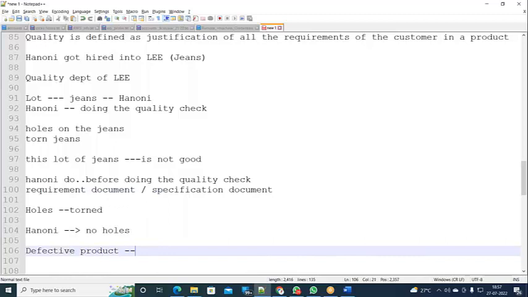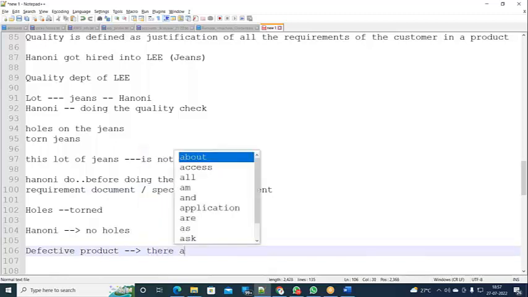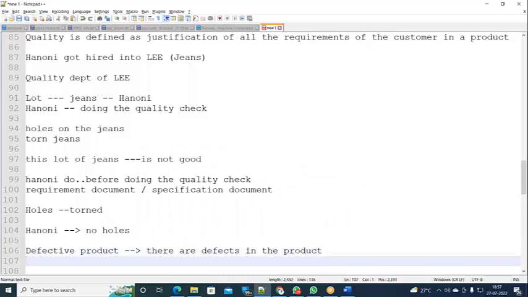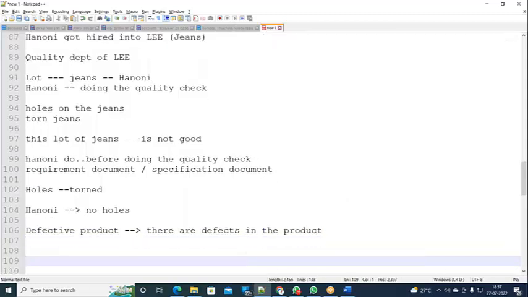Why? Because there are defects in this product. Everybody agree with this one? There are defects in the product. That's why we call it defective. Now let's try to understand what this defect is.